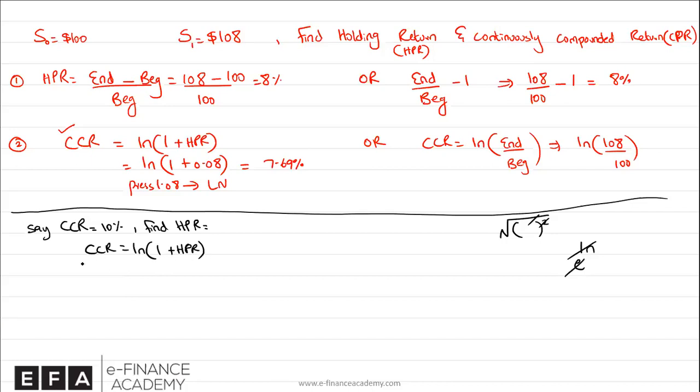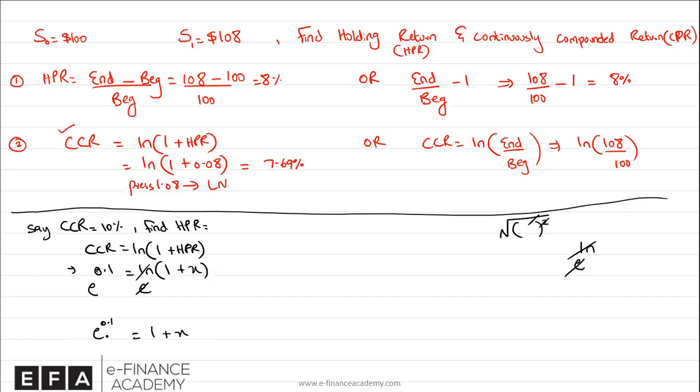If I apply this function, we say CCR is 10%, which means 0.1, 10% equals natural log of 1 plus HPR, the unknown variable X. Now, for us to solve this, we need to remove natural log. So we'll have to take the exponential on both sides. If we do that, we take the exponential on this side, and on this side, this cancels. And here's what we have now. We have e to the power of 0.1 should equal 1 plus X.